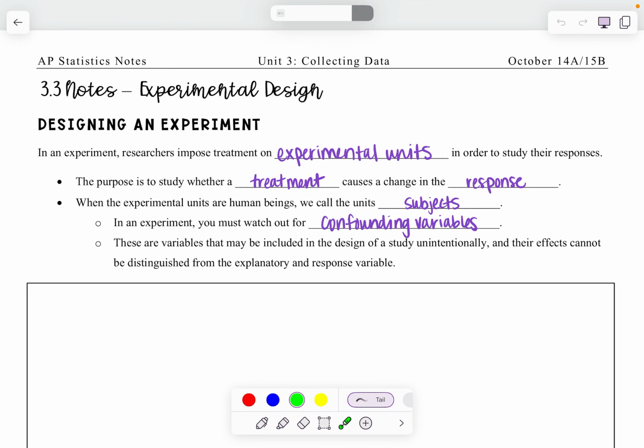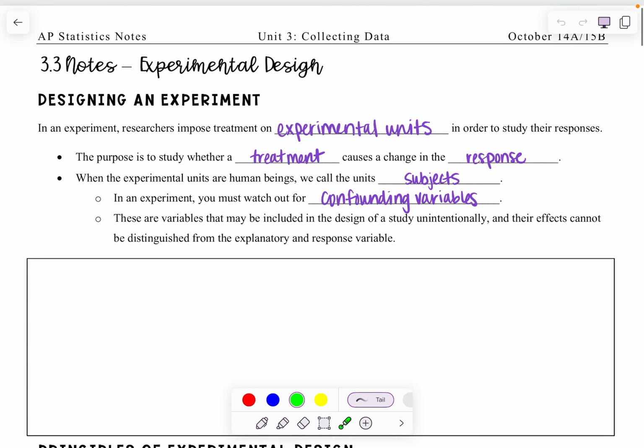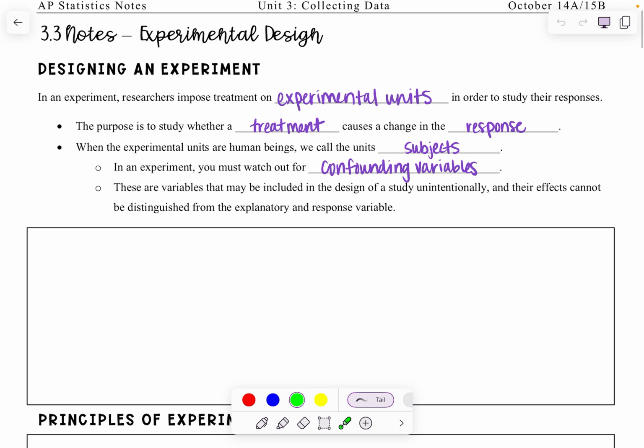Design, there are a couple of terms that you kind of have to know in order to be able to successfully answer all of the questions.